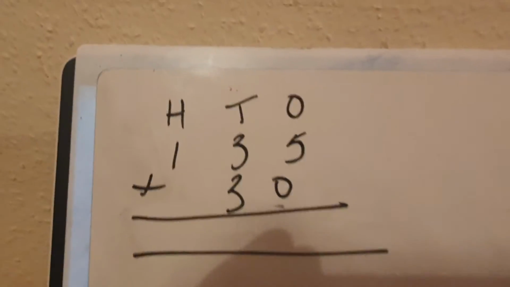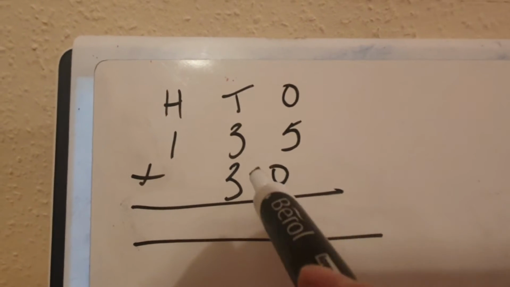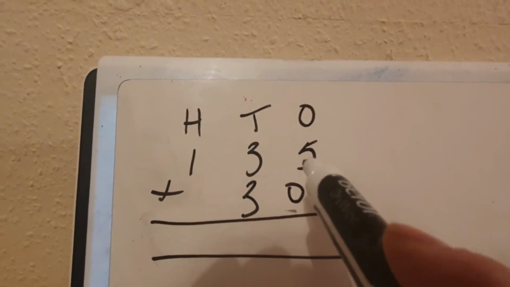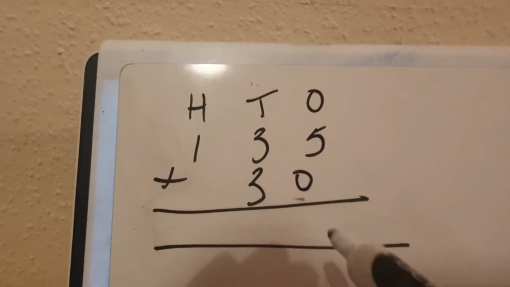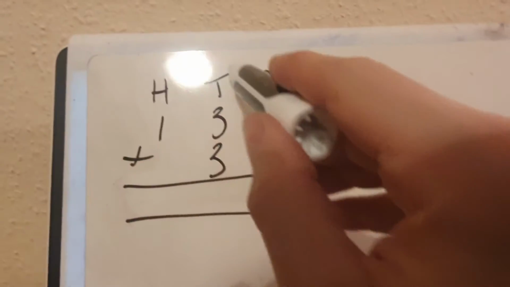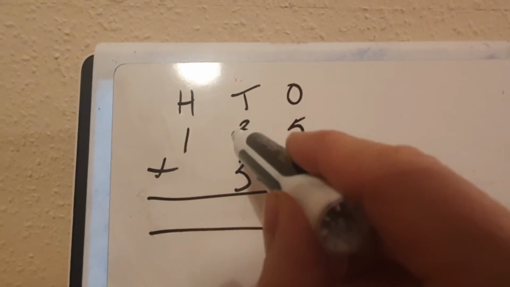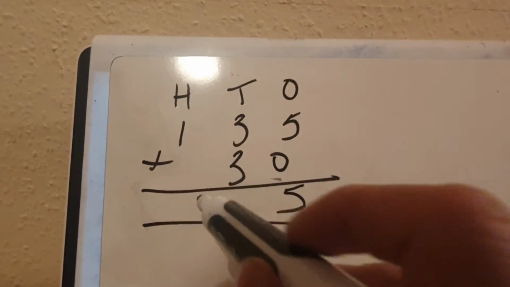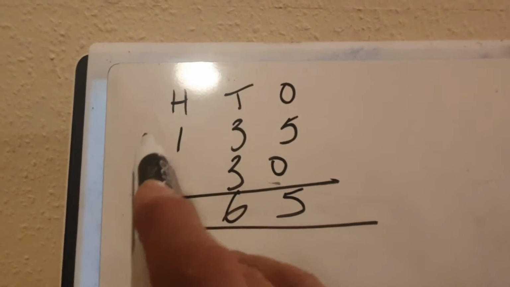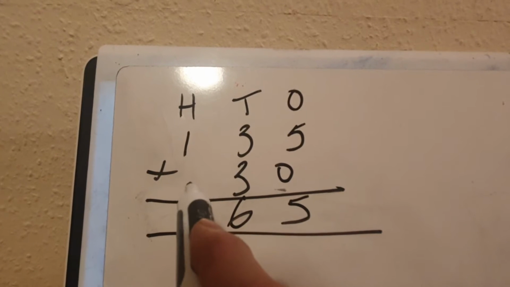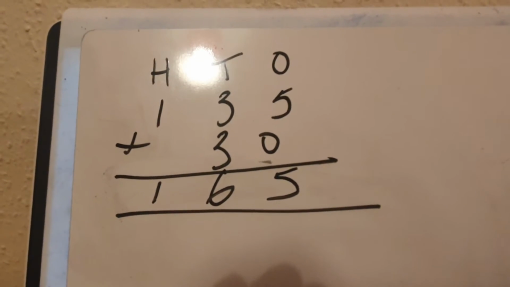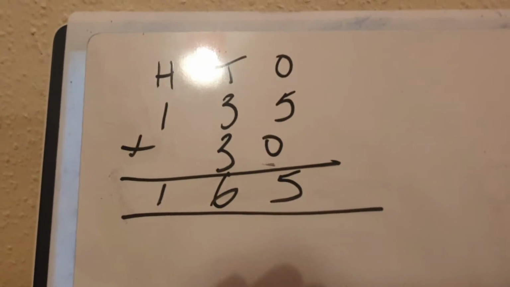Okay, so if I'm adding 30 now, you can see now I'm not adding any ones. I've already got my 5 ones. I don't need to add any more. So that would obviously just be 5. And then you can see here I'm adding my 10s. So I've already got 3 tens, and I want to add another 3 tens. So 3 and 3 is 6. And my 100, I'm not adding anything to it, so that just stays the same. So 135 add 30 is 165.